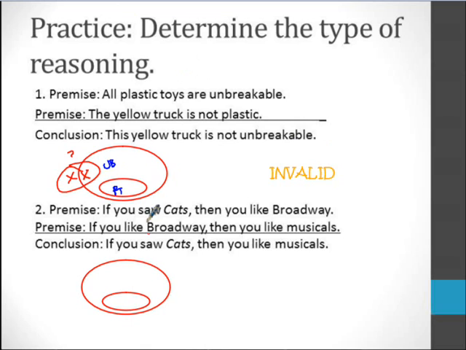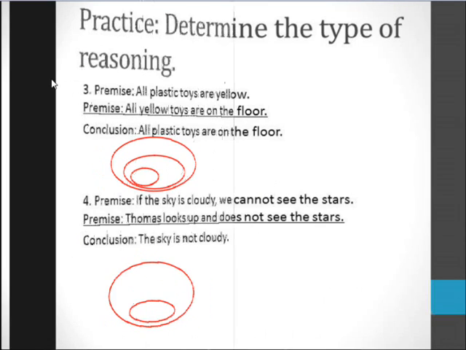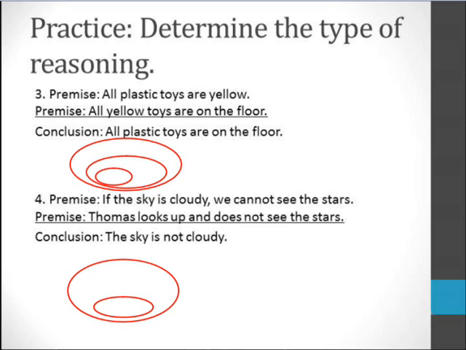Okay, let's take a look at another one. If you saw cats, then you like Broadway. If you like Broadway, then you like musicals. Uh-oh. Let's take a look here. We need to add a circle because I have 2 consecutive ifs. So we have like Broadway. Now we can put like musicals. The moment I go to 3 circles and it makes sense, I know right away that is syllogism. Let's take a look at the next one. See if you can do these 2 on your own. Pause the video here, and then we'll check them.